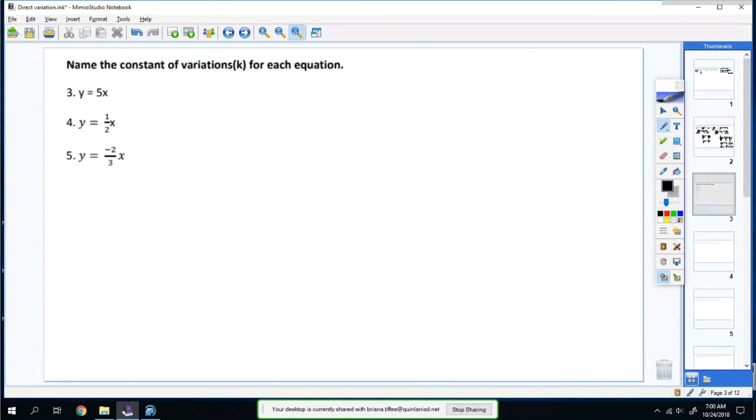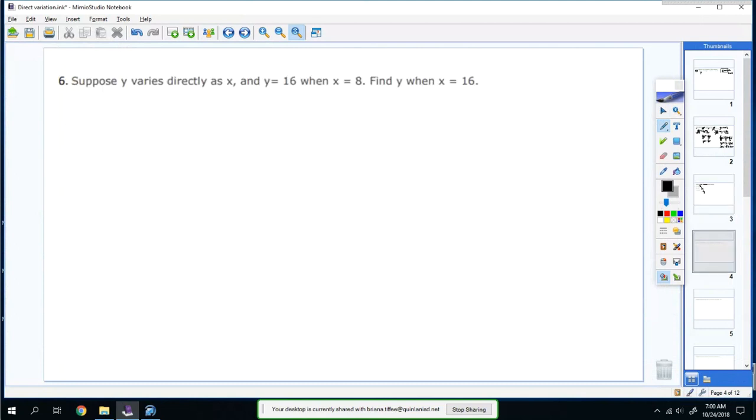And number 3. So when you have a direct variation, you can find the constant of variation, which is also considered your constant rate of change, which is also considered your slope. They all share the constant because it's a proportional relationship. So in 3, the constant of variation is 5. In 4, it's 1/2. And in 5, it's negative 2/3. It's basically what's being multiplied by the x.